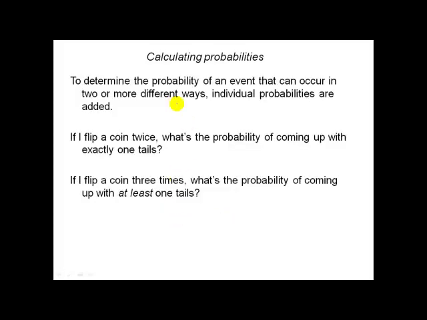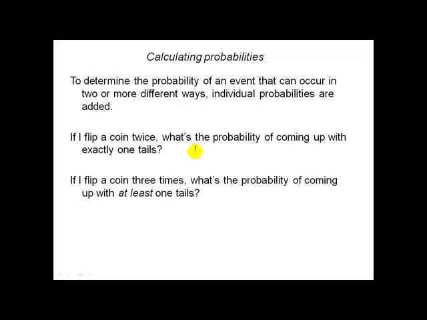All right. Now, on the other hand, if we're trying to determine the probability of an event that can occur in 2 or more different ways, then we would need to add the individual probabilities. All right? So, for example, if I flip a coin twice, what's the probability of coming up with exactly 1 tails? So, exactly 1 tails out of 2 coin flips.